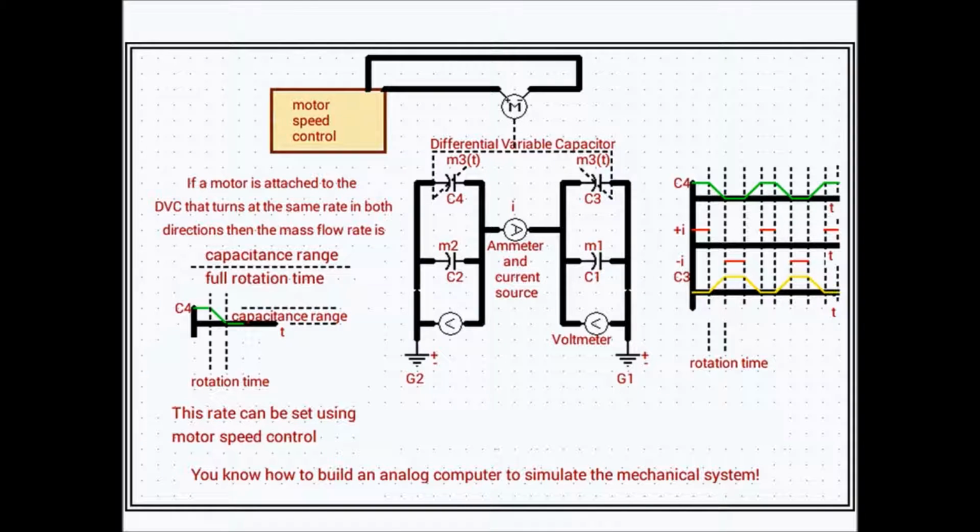Then we repeat that sequence, going back by rotating the shaft in the opposite direction so that C3 goes to 0 at the same rate that C4 goes to the maximum capacitance again. And once that rotation is complete, we turn on the current, this time in the positive direction, again simulating pushing the masses apart, and the ammeter and voltmeter capture those waveforms.